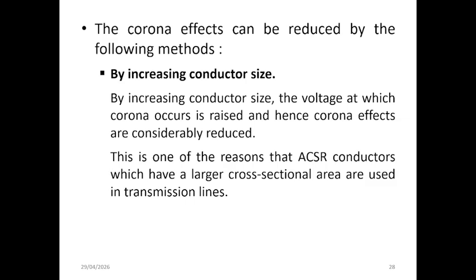Consequently, corona-related issues such as power losses, noise, and interference are significantly reduced. This is why conductors with larger cross-sectional area, such as aluminum conductor steel reinforced, are widely used in high voltage transmission systems. Overall, the slide shows that selecting a proper conductor size is a key design strategy for improving efficiency and reliability while minimizing corona effects.